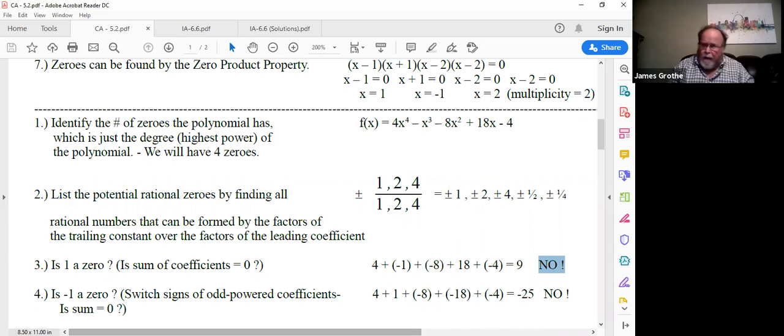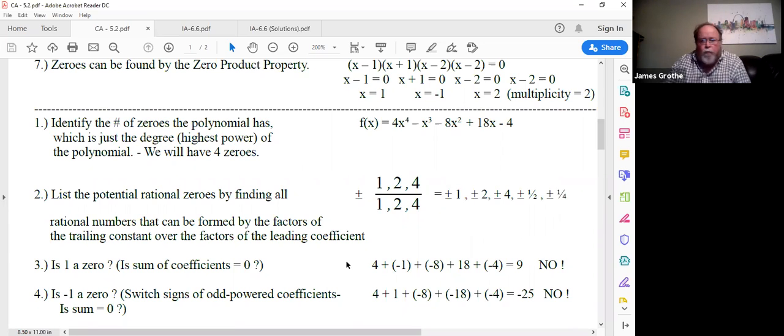Okay? So that's real quick, a little bit of arithmetic. I know that positive 1 and negative 1 now are out of the game. They're not going to be zeros. And now instead of 10, I have only 8 possible numbers to check. So before I start looking through those 8, let's look at Descartes' rule of signs.